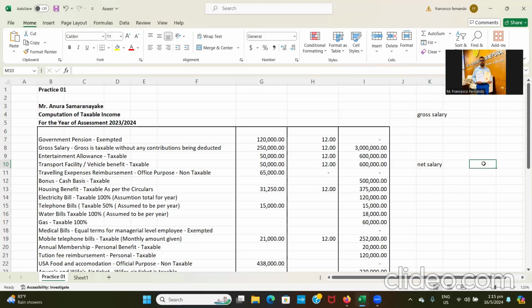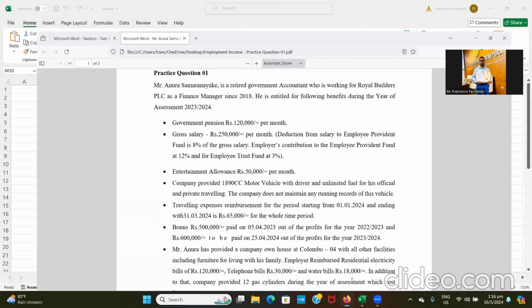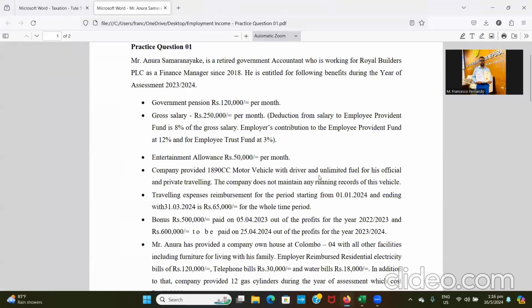But gross salary is what is mentioned in our pay sheet. Normally in the EPF, ETF calculation, we use the gross salary, not the net salary. In the paper, if it is not mentioned whether this is gross or net, most of the time it is gross salary, or else you can go with the assumption.